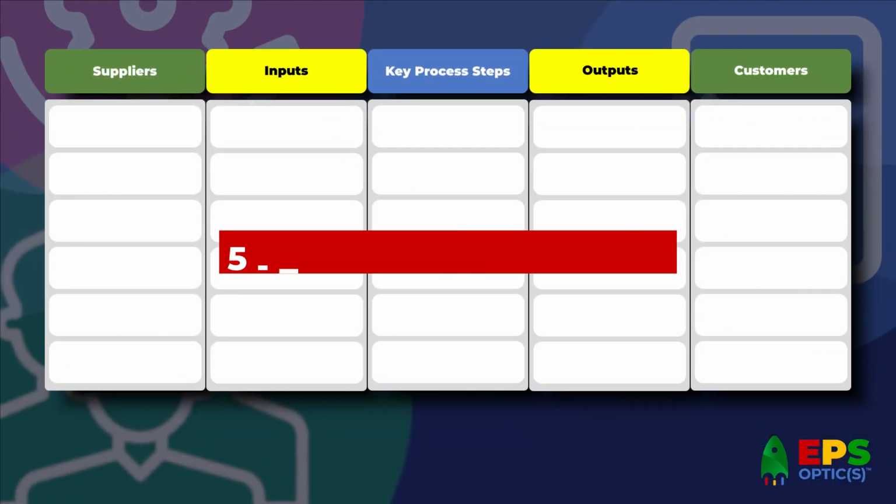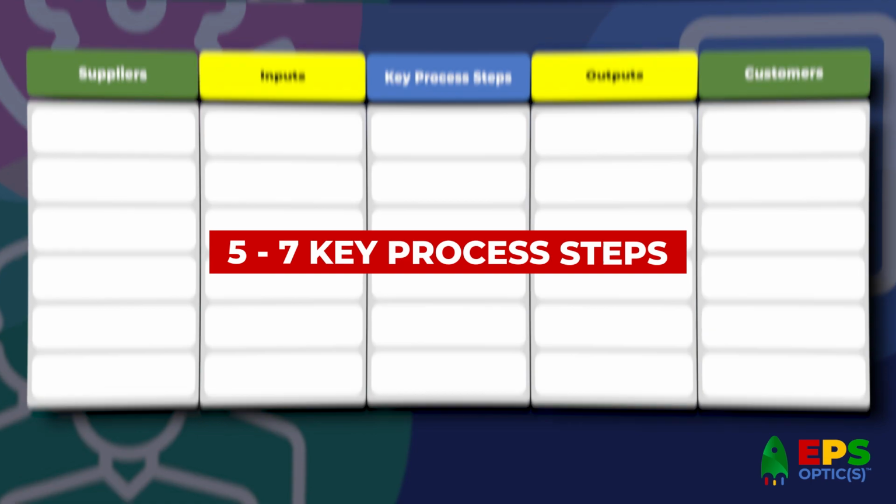Keep going to fill out the rest of the SIPOC. Typically, we look for 5 to 7 clear key process steps, and this helps us to clearly define the scope, or the fence, around which we will be focusing.